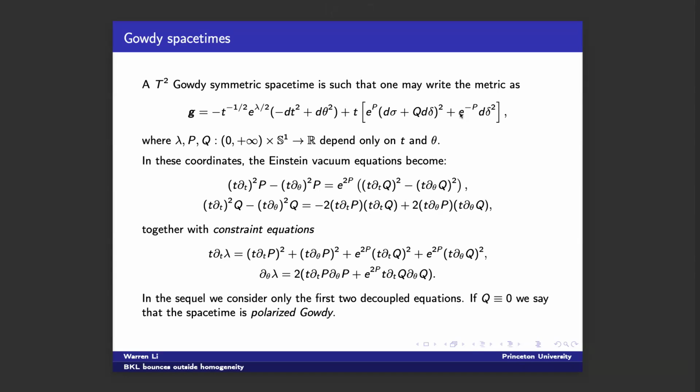Well, I do want to say one thing. There's an even more special case where if you also assume that Q is 0, the second equation becomes trivial, and the first equation actually becomes a linear wave equation. This is kind of the simplest possible case, and we call this polarized.